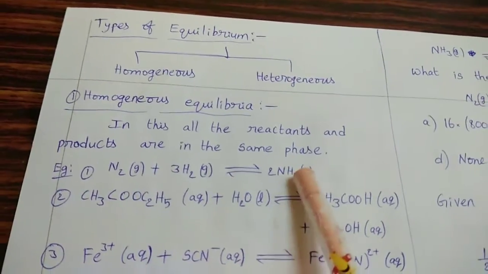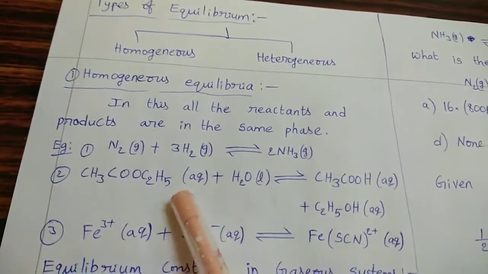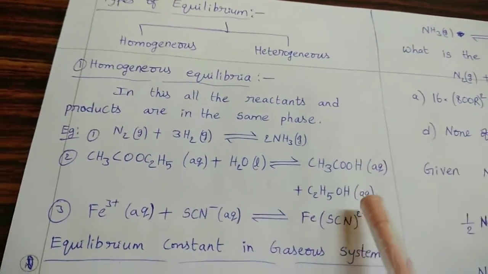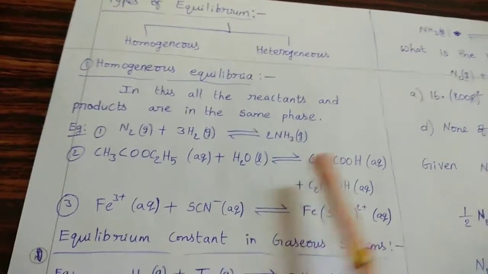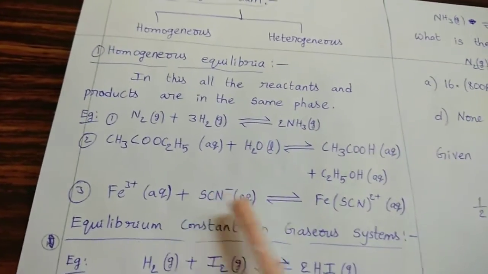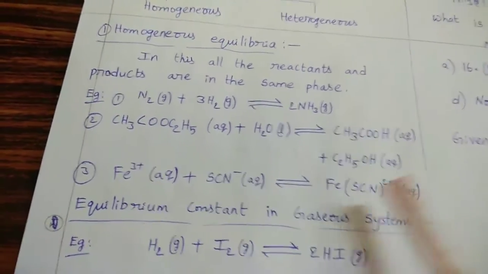That means gas we can represent with g, liquid with l, aqueous solution with aq, solid with s. In this way, we can represent physical states of reactants and products by mentioning these symbols. So in this first one, all are gases. It is a homogeneous equilibrium. Here, aqueous solution. Liquid means it is also aqueous solution here. So it is also homogeneous. Here also, the equation is given in ionic form, all in aqueous solution state. So this is also homogeneous equilibrium.